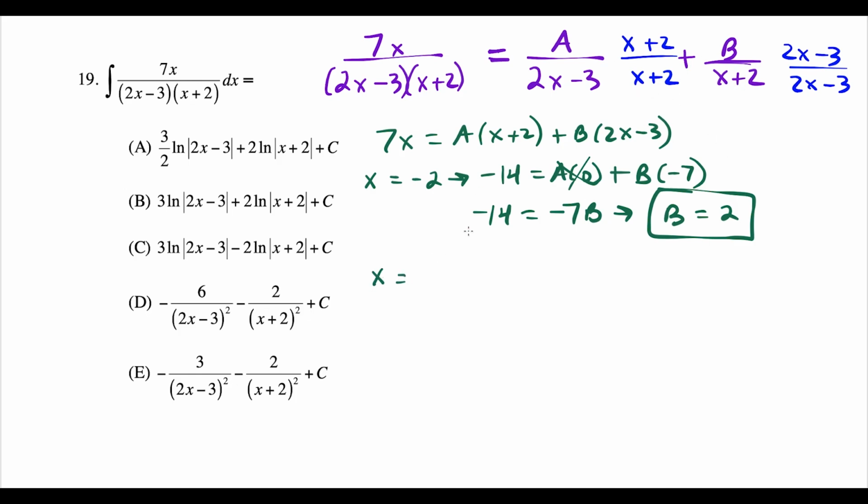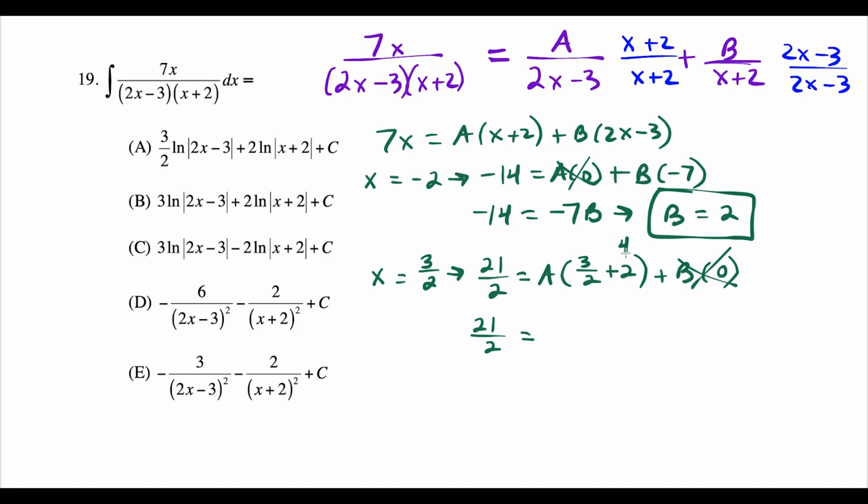Now we just have to solve for a. To solve for a, we could plug in the other x value that makes this factor go to 0, which, if you solve 2x minus 3 equals 0, is x equals 3/2. So when you plug in x equals 3/2, you do 7 times 3 over 2. You get 21 over 2 equals a times 3 over 2 plus 2, plus, and when we plug in 3 over 2, this is going to go to 0. So now this one cancels out, and we've got 21 over 2 equals 2.